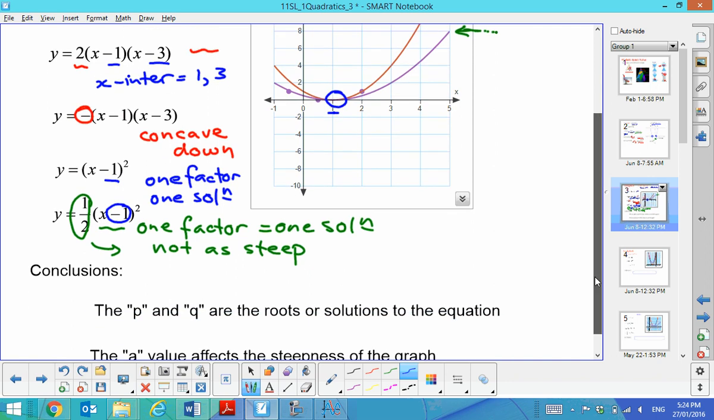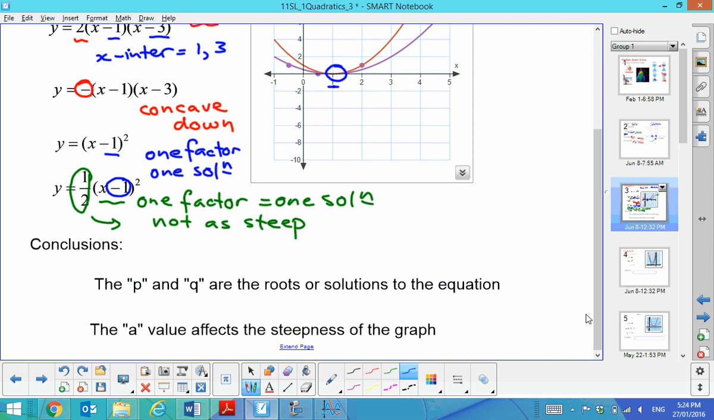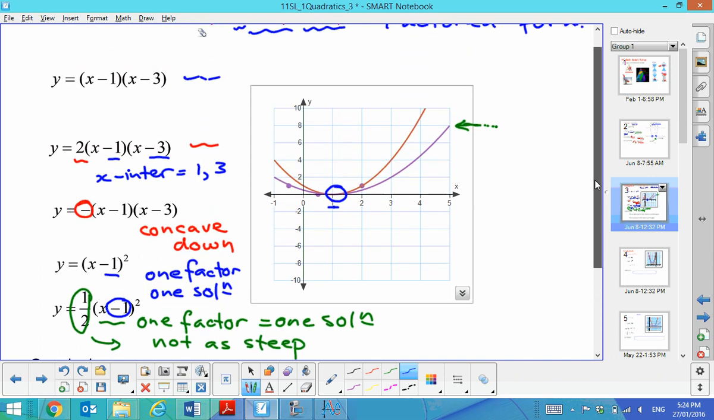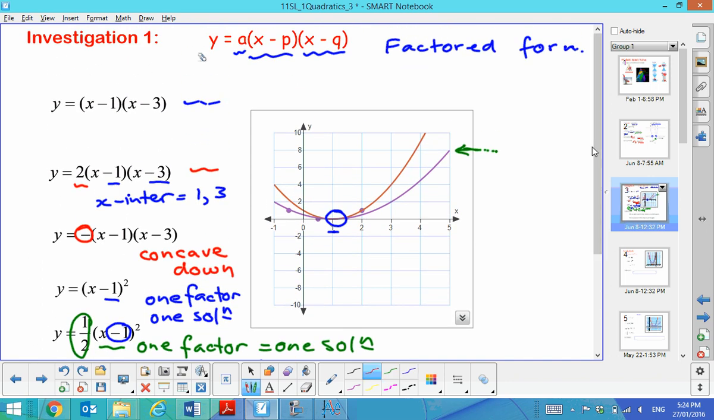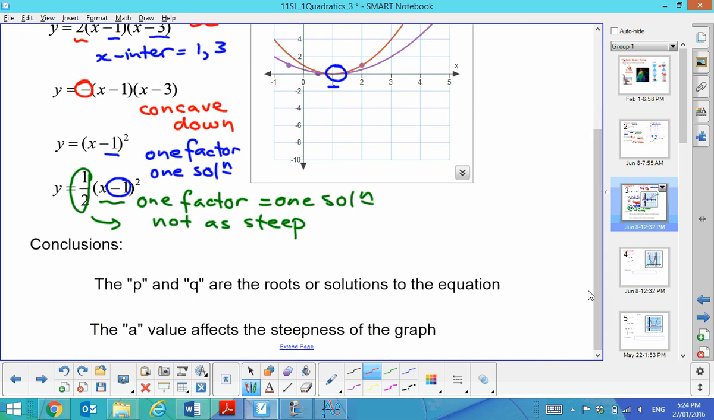So our conclusions we can draw with this one is that P and Q are the roots or solutions to the equation. And remember, back at the top, when it's written as x minus P and x minus Q, then P and Q are the solutions, and the A value affects the steepness of the graph. And we'll look at that in more detail later.